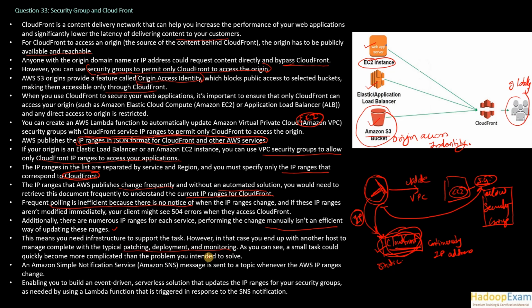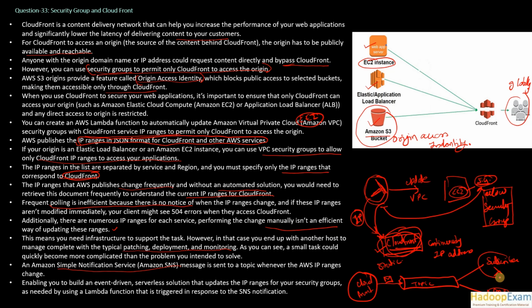So as you can see, a small task can quickly become more complicated the more you maintain it. So what you have to do is use Amazon Simple Notification Service, Amazon SNS. You can assume SNS is one kind of topic, correct? Suppose the CloudFront IP ranges are updated. It publishes one message on this topic, and whoever is a subscriber, it can be your Lambda function, SQS, or anything else.